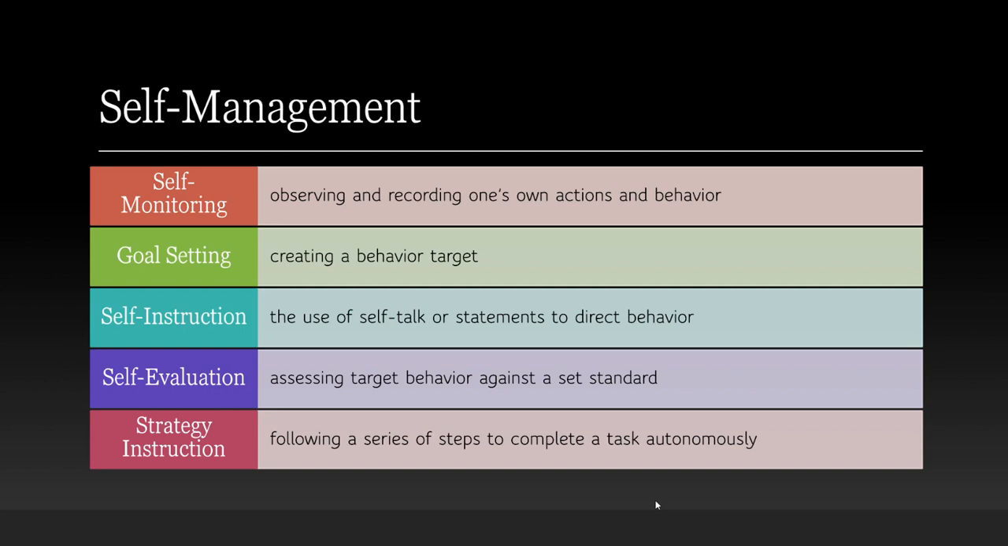Self instruction means that the use of self talk or statements is used to direct their behavior. Self evaluation means that that student is able to assess their target behavior against a set standard and evaluate their progress. And then strategy instruction means that that student is able to follow a series of steps that they need to complete a task autonomously. So they're able to work independently and follow a series of steps to accomplish a goal.